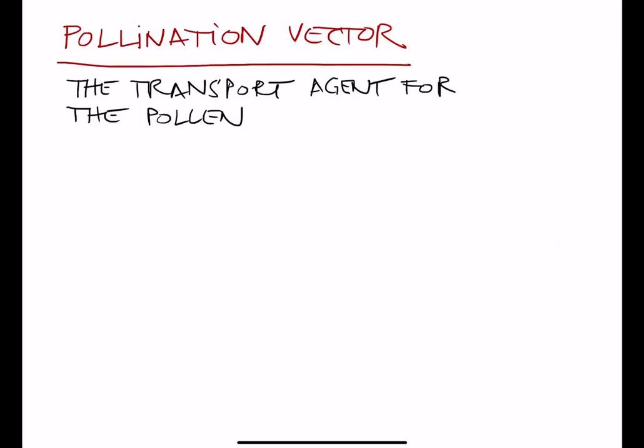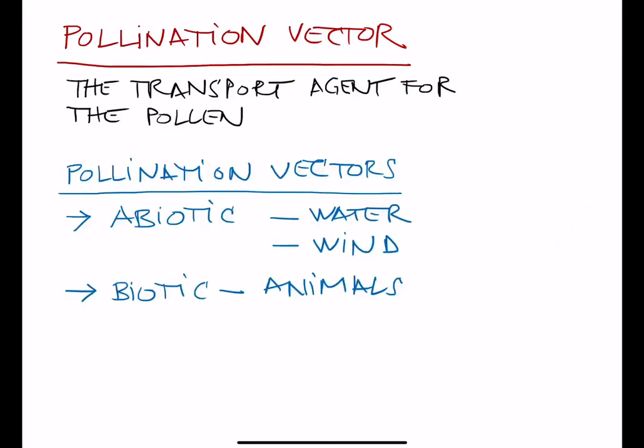Pollination vector is the transport agent for the pollen, and there are some abiotic pollination vectors like water and wind. Wind is, remember, what the gymnosperms use as their pollination vector. But angiosperms really bank on the animals because they're more effective pollinators than the wind.